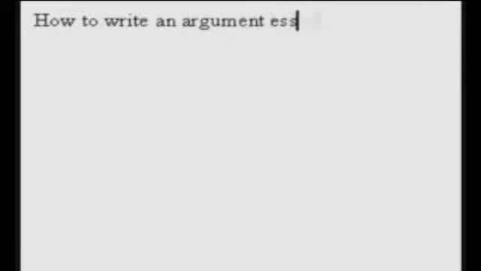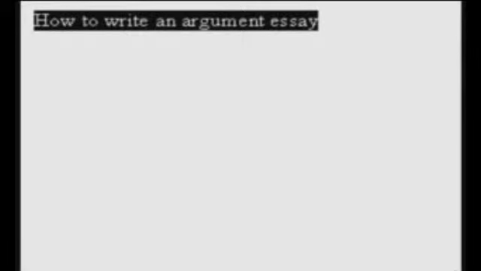In today's lesson, we're going to look at how to write an argument essay. Now, before we start this task, let's do a little review about what a sentence is, and what a paragraph is.